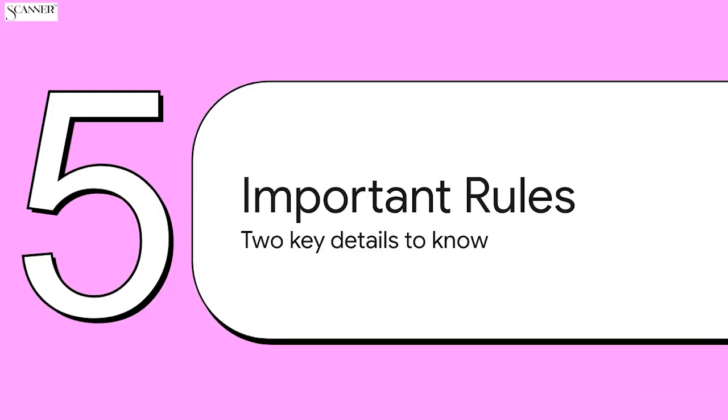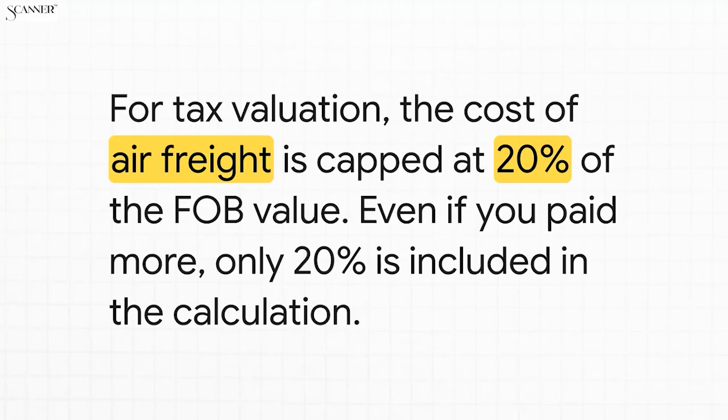Before we wrap this all up, there are 2 really specific, really important rules that we actually just saw in that last example. You need to know these because they can make a huge difference in your final calculation. First, the special rule for air freight. When you're importing by air, customs has a rule that caps the amount of freight cost you can include at 20% of the FOB value.